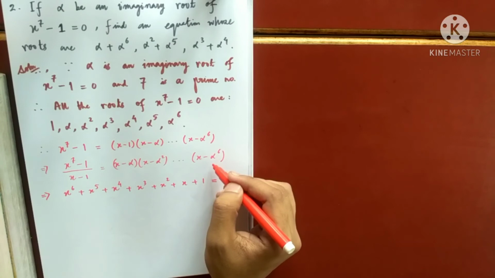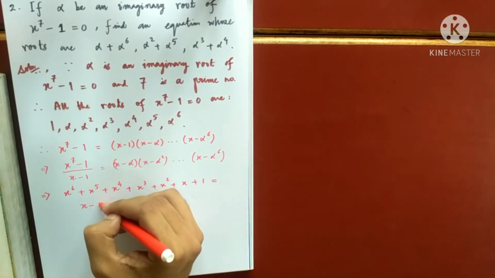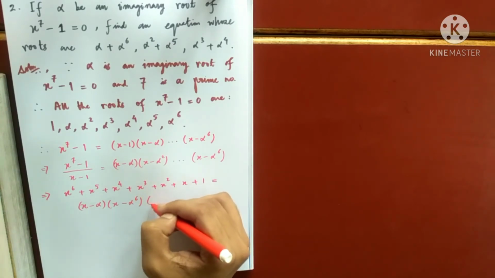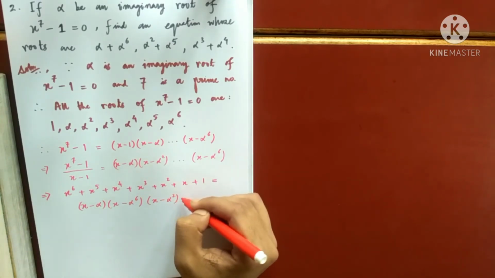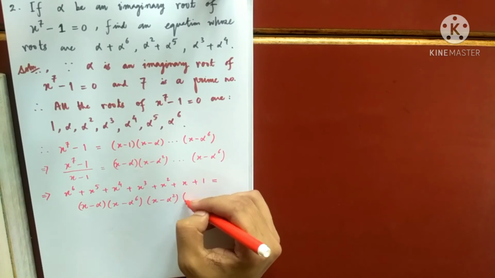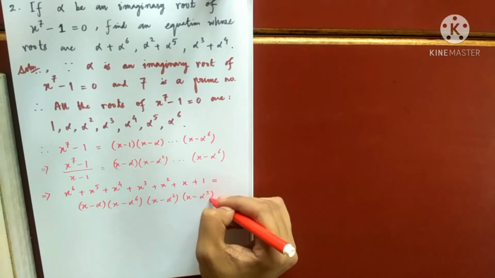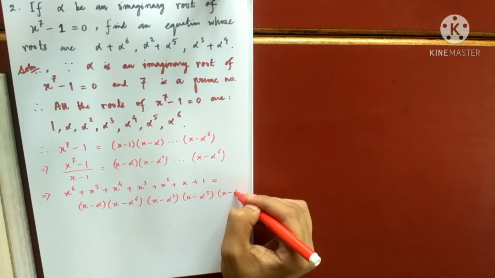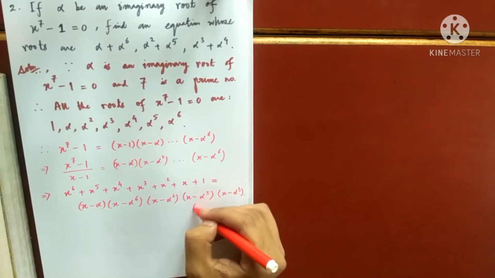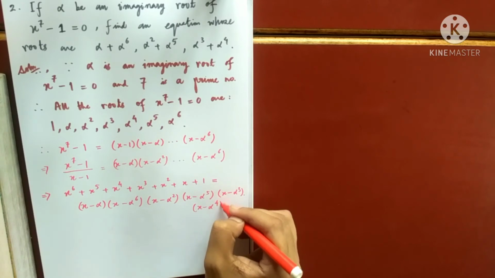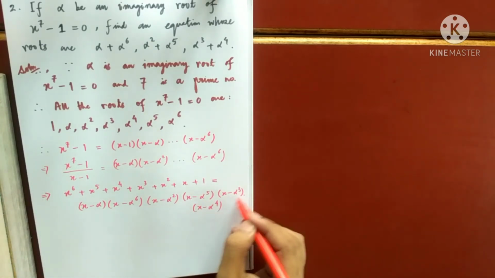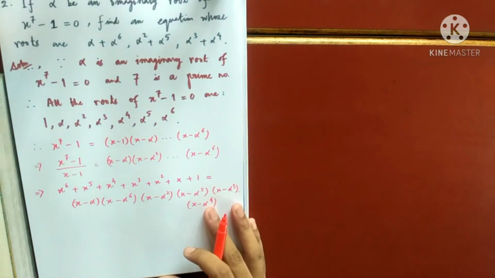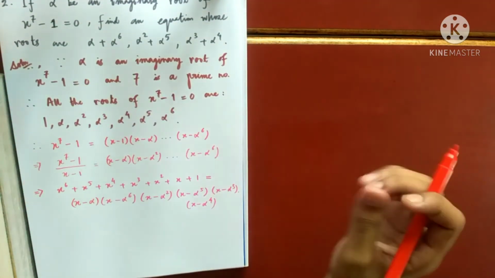So on the right I'll arrange things. How will I arrange? I'll keep this and this together. I'll keep alpha square and alpha cube, alpha to the power 4, alpha to the power 5 together, and I'll keep these two also together. x minus alpha cube into x minus alpha to the power 4. So I'm keeping these two together, this two together, this two together, because I want something like this. So up to here is very trivial.